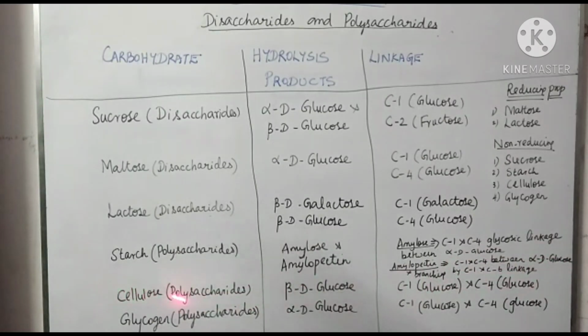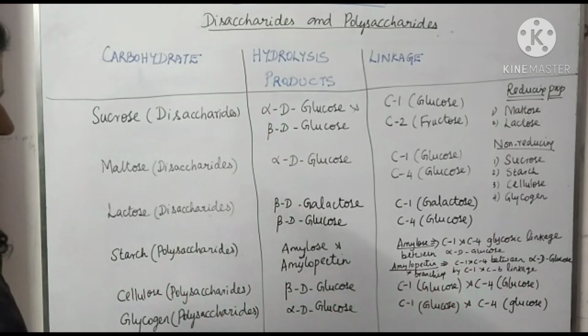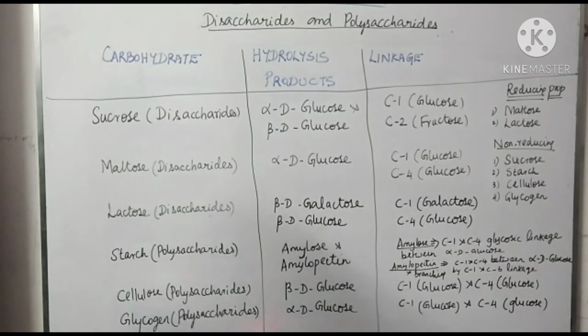Cellulose is a polysaccharide. The product is beta D glucose, and in glycogen the product is alpha D glucose. In both cases, it is C1 of glucose and C4 of glucose from another molecule. So both are almost the same, but here we have beta D glucose and here the product is alpha D glucose.